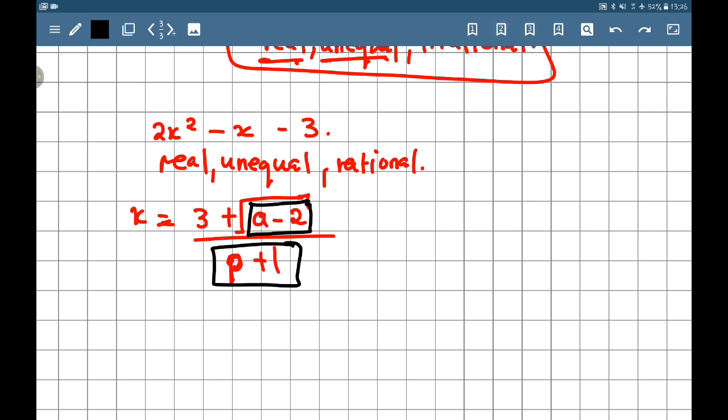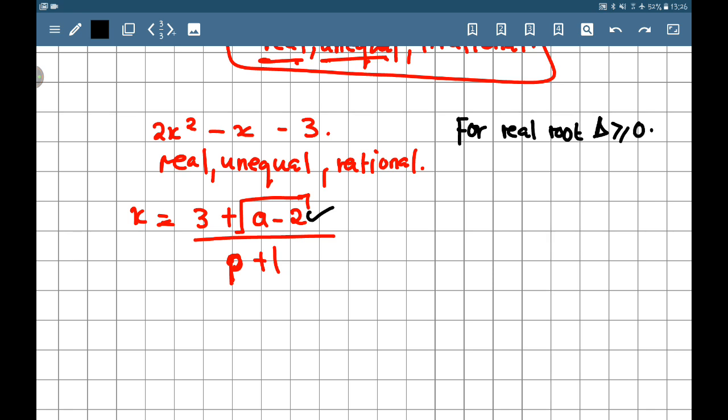Look at this. What is our discriminant here? This is our discriminant, a minus 2. It's already solved. So we know that for real roots, this is how you are going to answer it. For real roots, the discriminant is greater or equal to 0. What is our discriminant? A minus 2. So a minus 2 must be greater or equal to 0. Therefore, a must be greater or equal to 2. That's the answer.